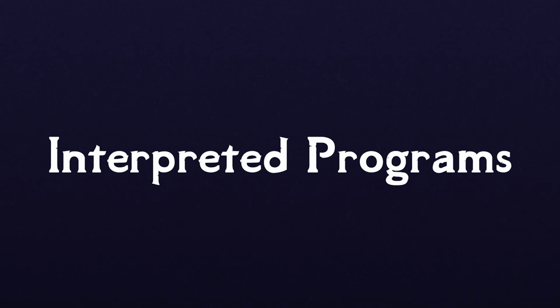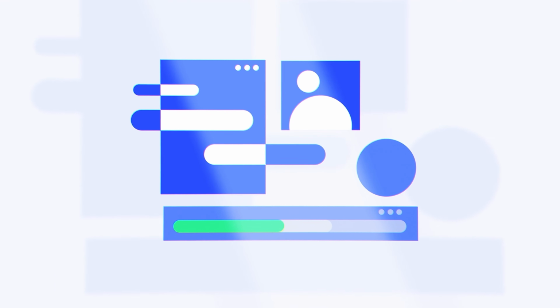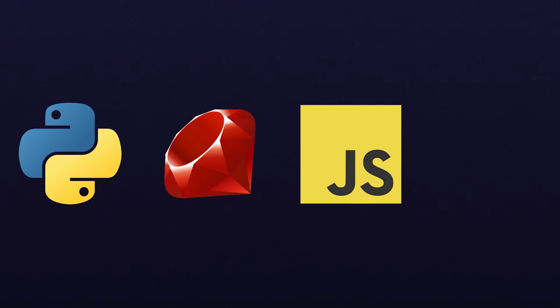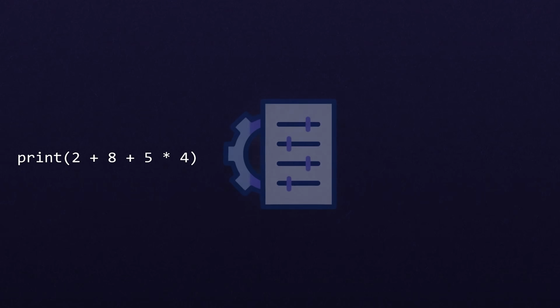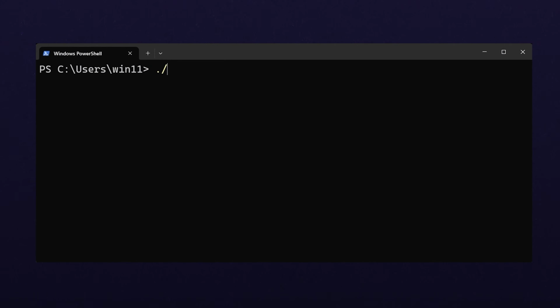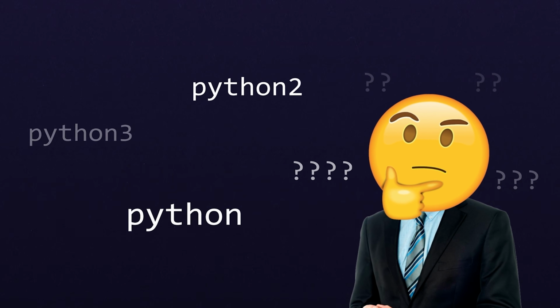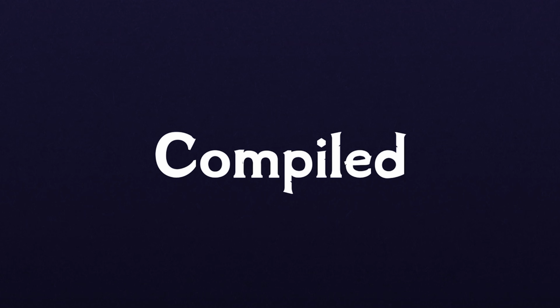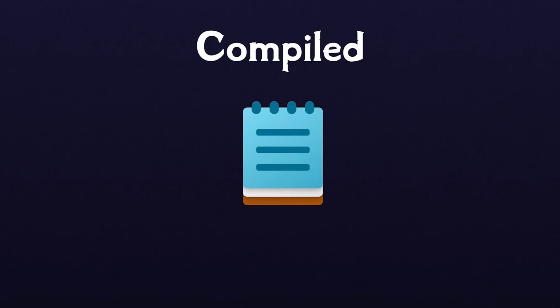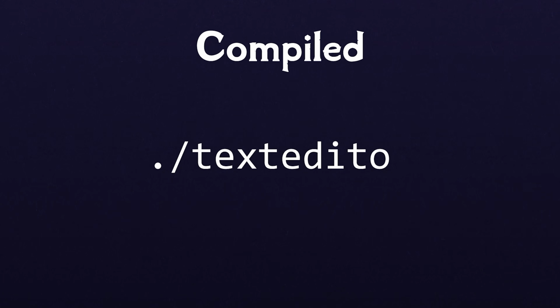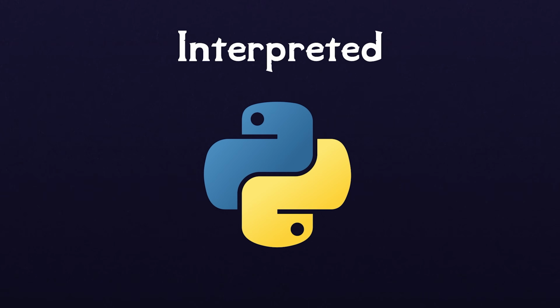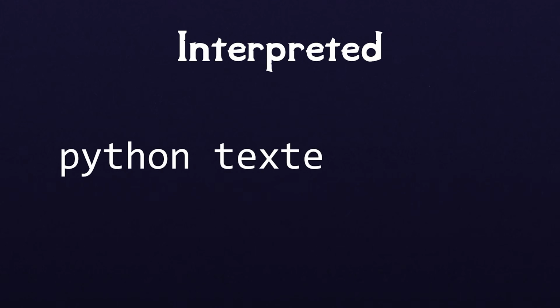Interpreted programs, on the other hand, do require other software in order to be executed. Python, Ruby, JavaScript, or shell scripts rely on an interpreter to read the code as they run. When you run a program that has no other dependencies, it can simply be run by typing the name of the program into your shell. However, when you run an interpreted program, you need to tell your machine which interpreter it should use. For example, to run a compiled program called texteditor, you might just type ./texteditor. To run an interpreted Python program, you might have to type python texteditor.py.